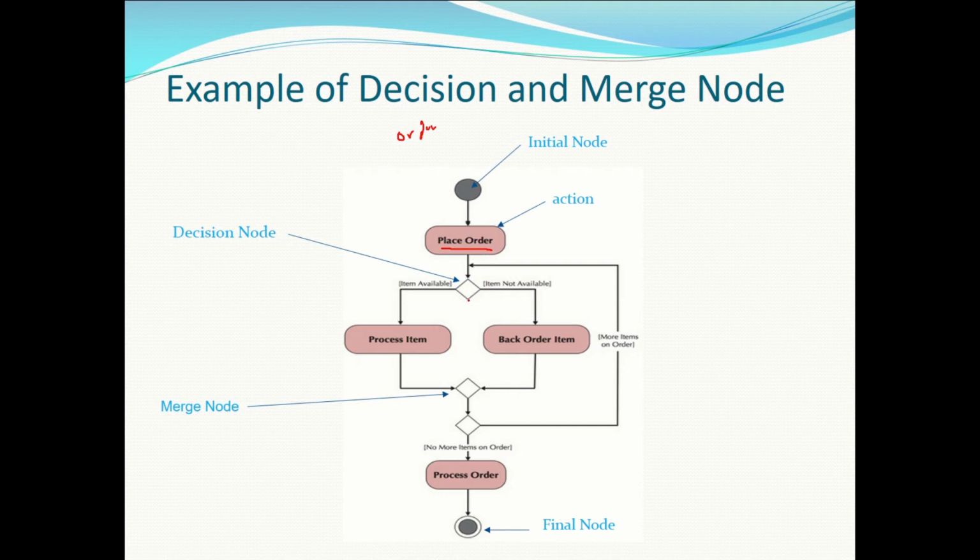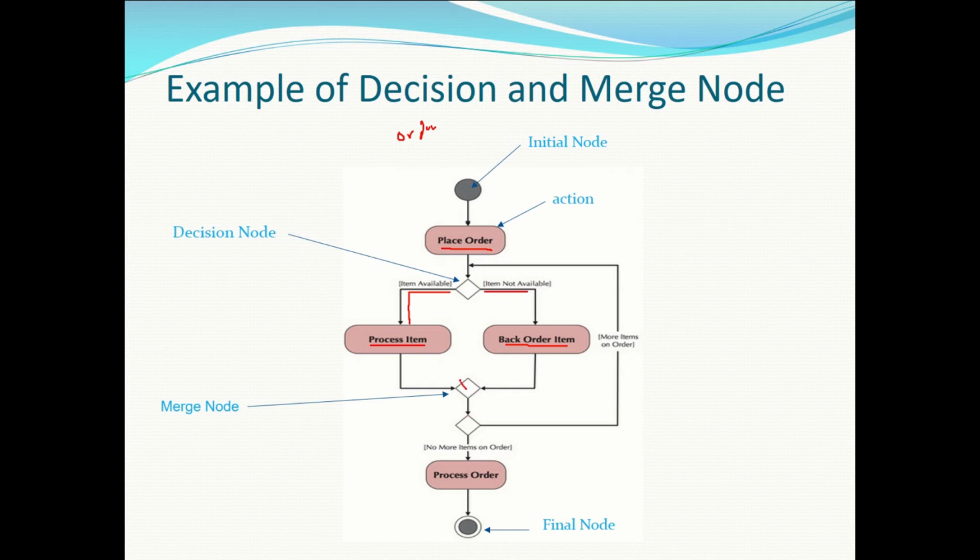If the ordered item is available in the storage, then we have an action: the item is available, so we continue processing the item. And if the item is not available, we can order the item from somewhere else. Then these two operations will be merged into the same line.